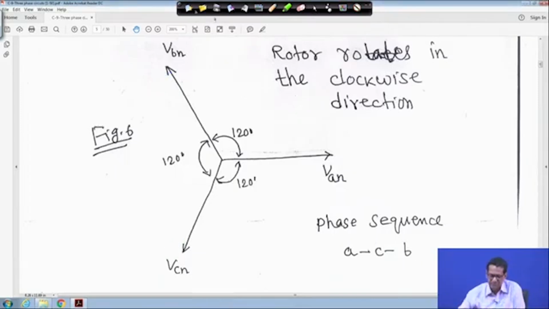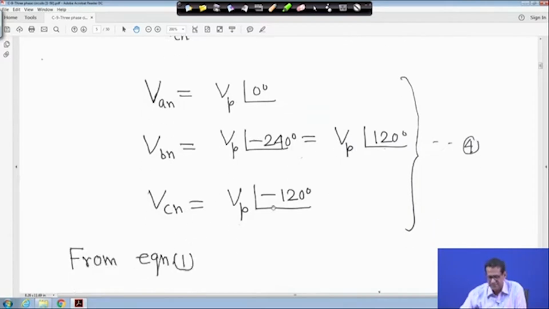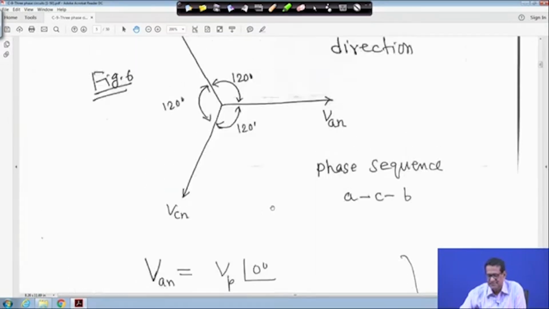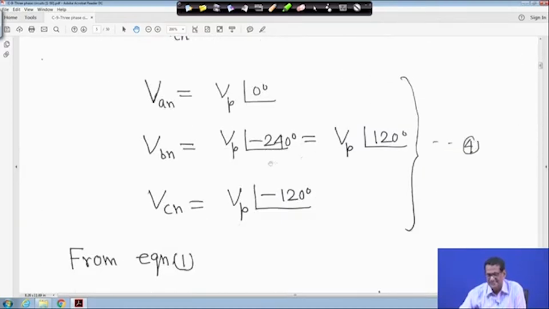So now, VAN is equal to VP angle 0 degree, VBN is VP angle 120 degree for this case, ACB sequence, and VCN is equal to VP angle minus 120 degree. This is for your ACB sequence, same as before, only one thing is changed.